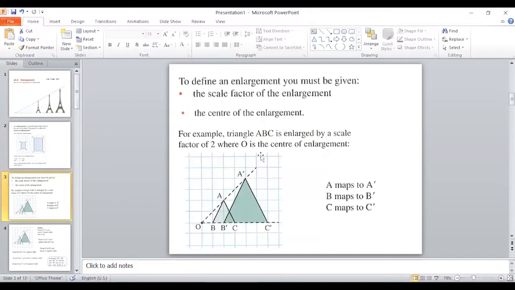To define an enlargement, you must be given the scale factor of the enlargement and the center of the enlargement. Here is an example which shows two triangles, the triangle ABC and triangle A prime B prime C prime. The center O is the center of the enlargement. It is said that the scale factor of this enlargement is 2. It's obvious that A maps to A prime, B to B prime, C to C prime.